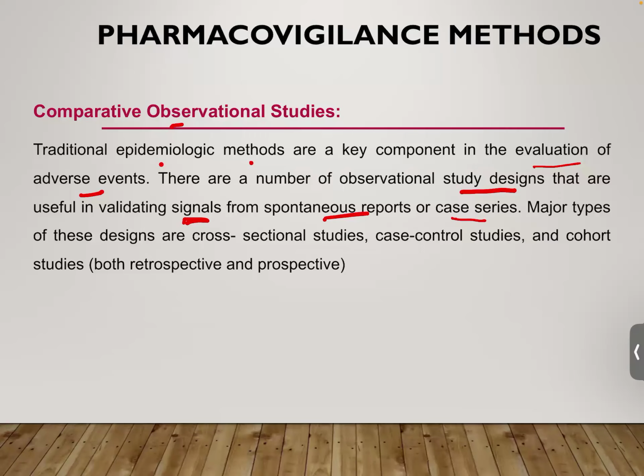The major designs are cross-sectional studies. We will learn in the next class: what is a case control study? What is a cohort study? Retrospective and prospective, right? Both types. For example, someone thought of making a study design where he wanted to retrospectively study the link between lung cancer and smoking. Or someone will say that I will study for the next 10 years. Any example, those are comparative observational studies. We will learn about the details in the next class.